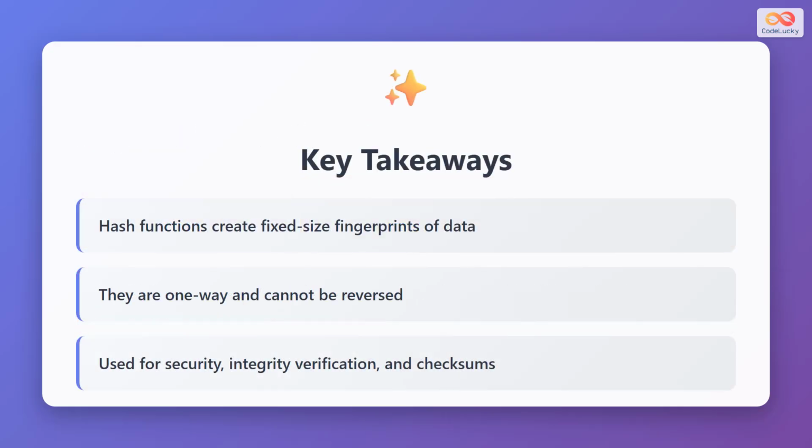Let's recap the key takeaways. Hash functions create fixed-size fingerprints of data, allowing us to uniquely identify and verify information. They are one-way functions and cannot be reversed, making them perfect for security applications. And they're widely used for security, integrity verification, and checksums in modern computing systems. Understanding hash functions is essential for anyone working with data security and integrity.